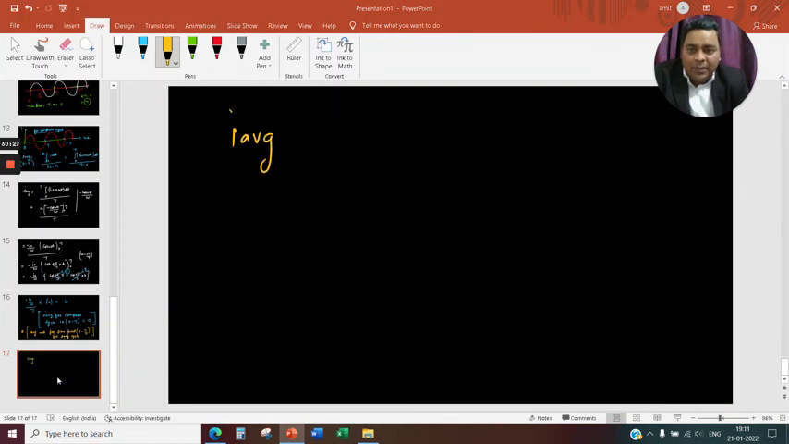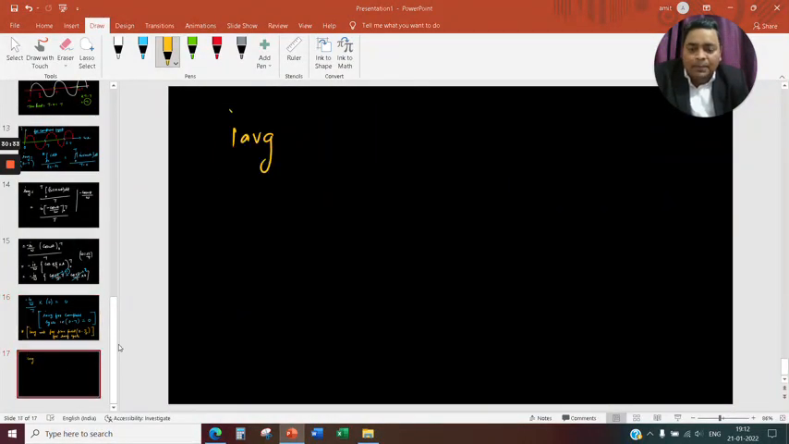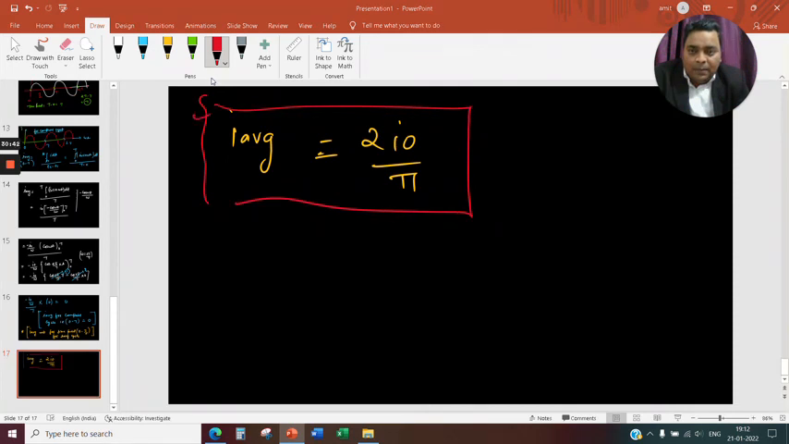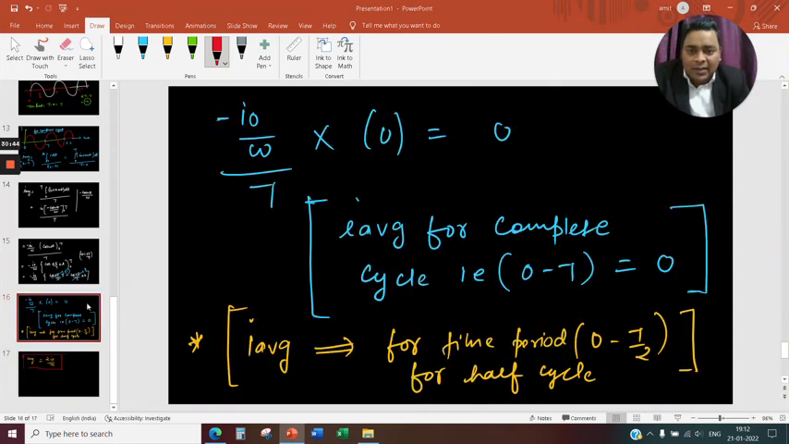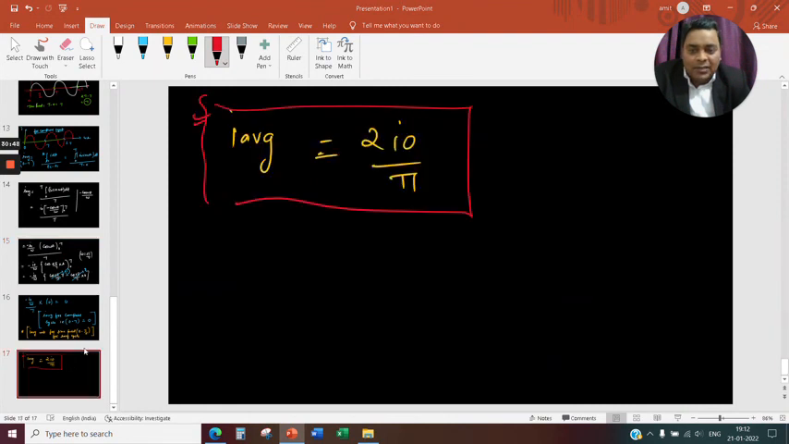So let me give the points. When you find I average for the time interval 0 to T by 2 seconds, you will get the value that is equal to 2 I naught by pi here. So this one is the task for the next class. But before that, please try to get the same result with all the methods that I have given here. And if not possible, then we'll discuss it in the next class here.